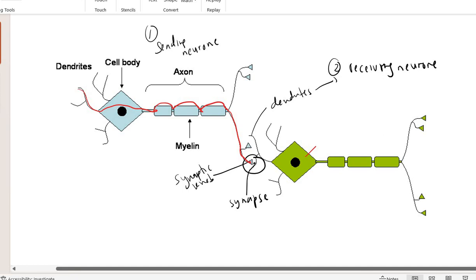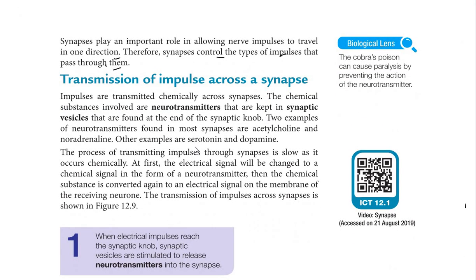There is a process that will occur in the synapse, because in this case, the electrical impulse will be converted into chemical, then converted back into the electrical signal. I will show you later. Let us proceed first with this one.